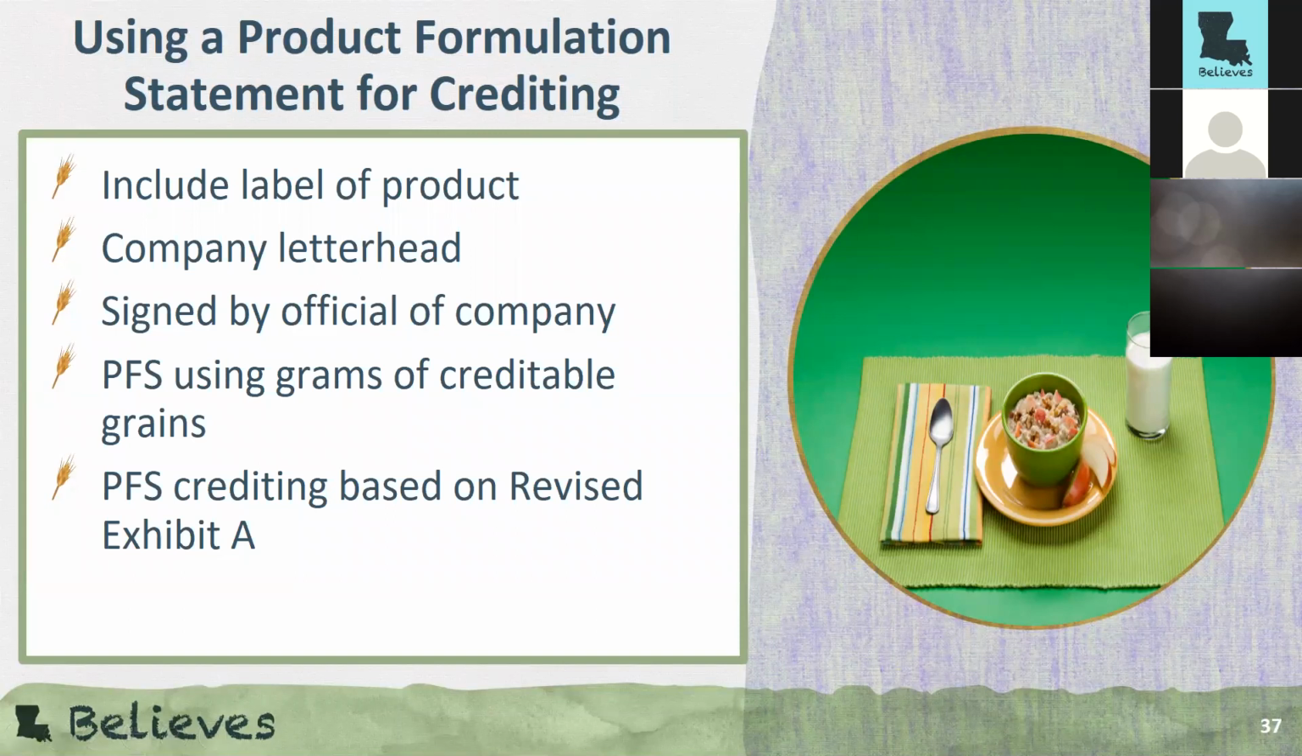If you're using a product formulation statement for documenting grains in school meals, make sure to include a copy of the label from the product as well. The product formulation statement has to be on company letterhead and signed by an official company representative. There is one used when crediting based on the grams of creditable grains, and another for crediting based on the revised Exhibit A, using weights per ounce equivalent.